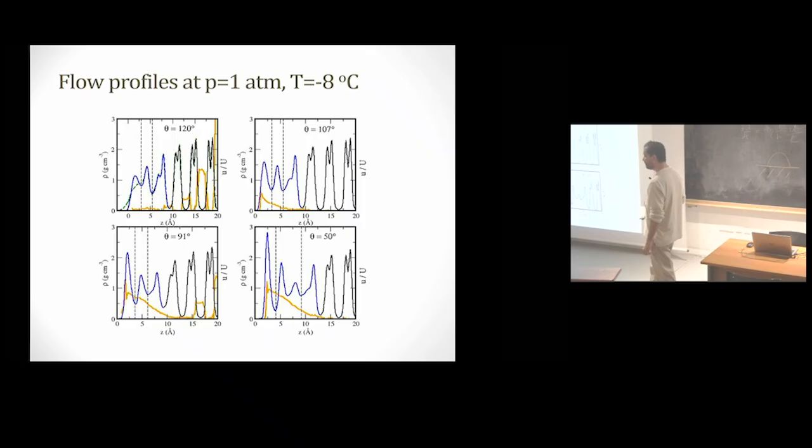Here are the density profiles. I'm going to show you something more interesting. I'm going to show you the flow profile. That is the speed of the molecules, how fast they move as you slide the substrate, as a function of the distance away from the substrate. This is shown here in orange. This is my flow profile. This is the velocity, on this scale. The velocity relative to the velocity of the plate.